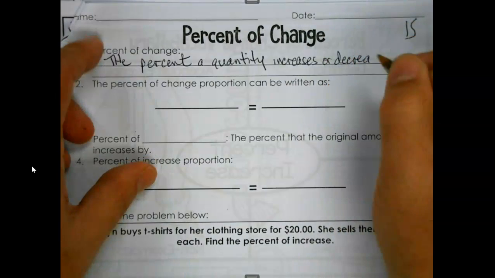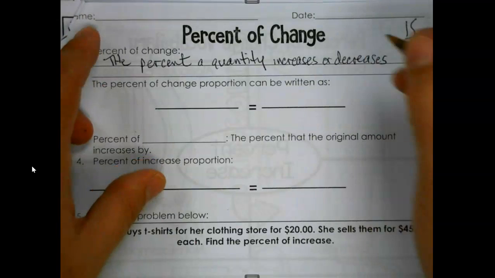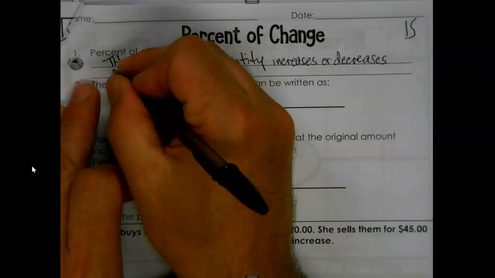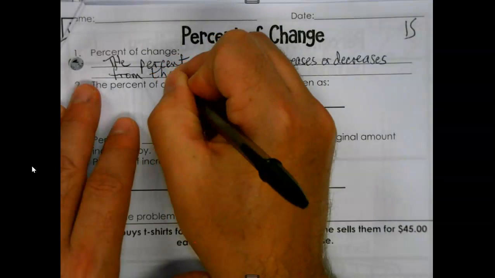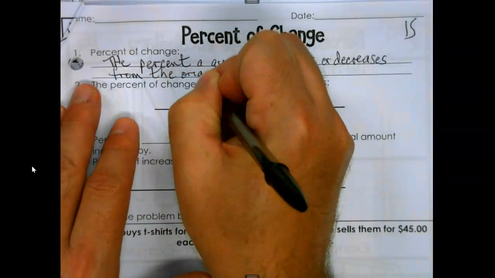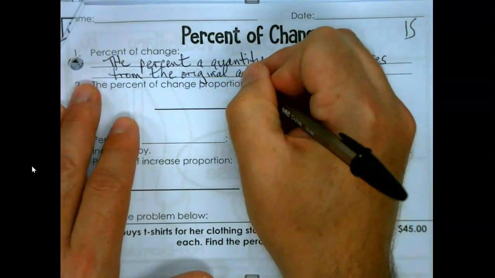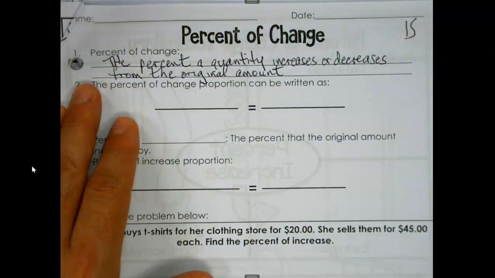So a percent of change is the percent that a quantity, an amount of any sort of whatever it happens to be, increases or decreases. And then here comes the important part. And we're going to color code this a little bit.